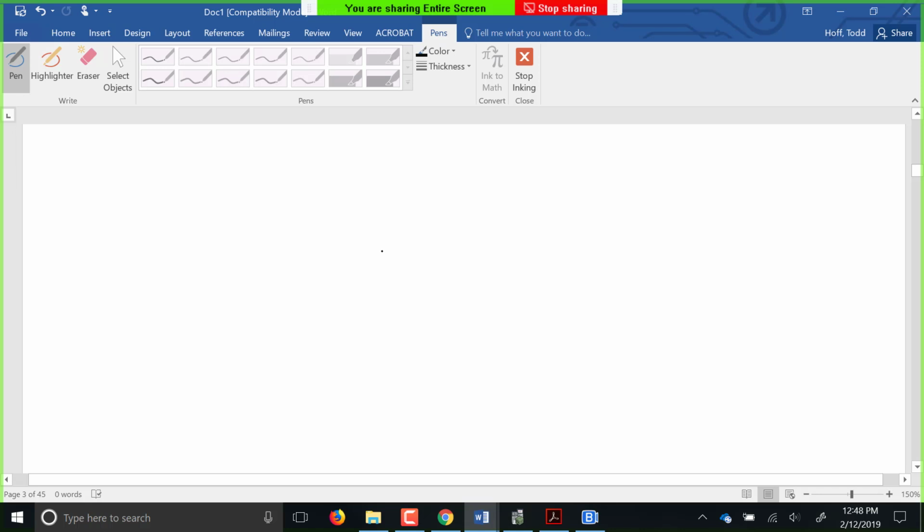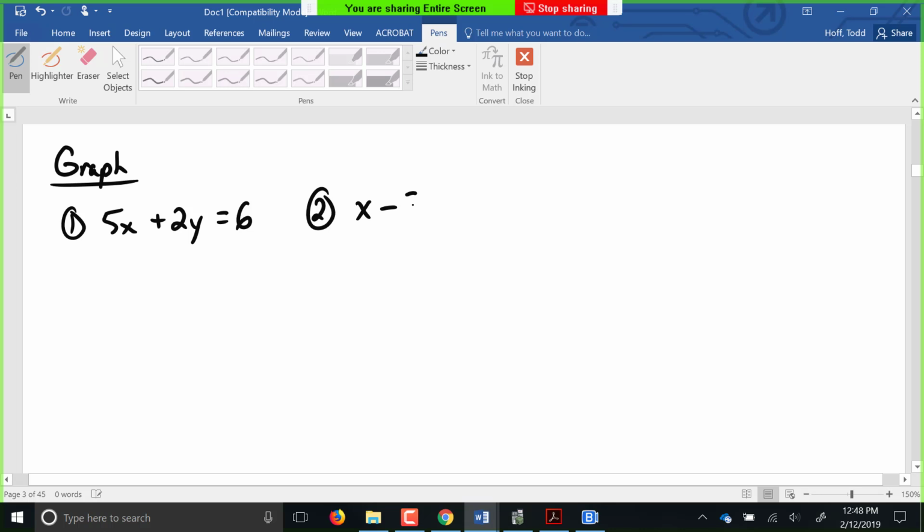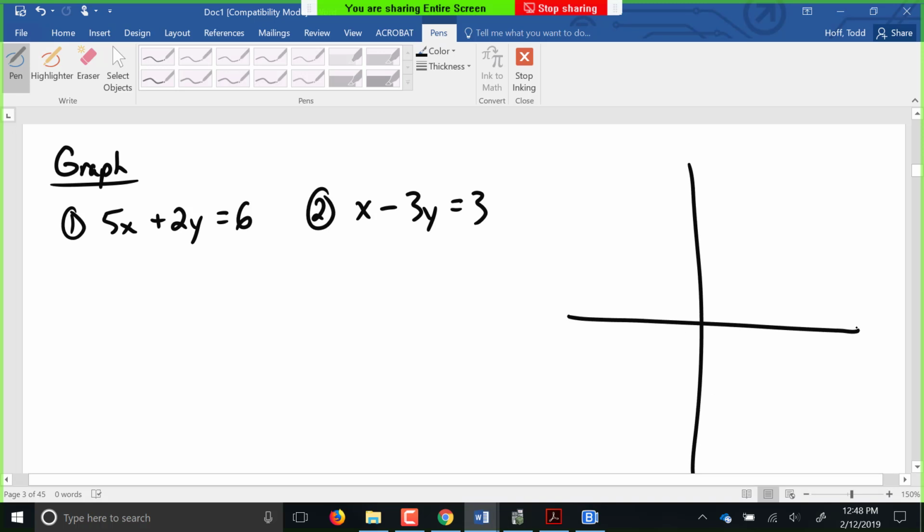Okay, so we've kind of beat the graphing lines thing to death, but I do want to do a couple more examples just to be sure that we've got it down, and then we're going to move on a little bit. So let's graph 5x plus 2y equals 6, and we're going to graph x minus 3y equals 3. Obviously, we have to adjust those equations, so I'm going to give you a couple minutes to do that while I draw out my graph, and then we'll go over them.